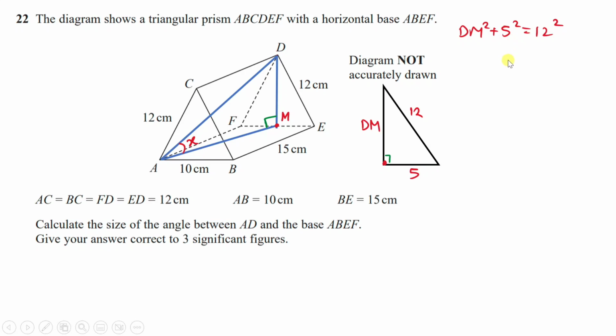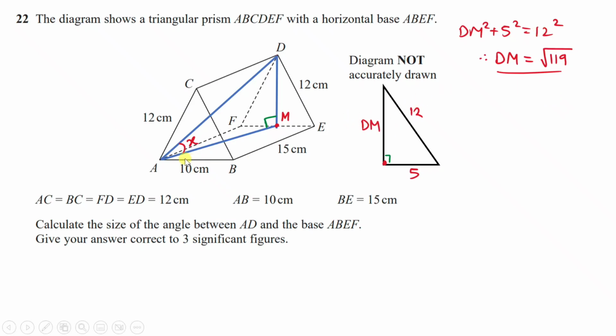And just put this in the calculator. 12 squared take away 5 squared, and square root, you get root 119. My advice, keep your exact answers. Yeah, do not write your random decimals. It's better to keep the square root value because you're going to use it for later. Now, that's the DM part done.